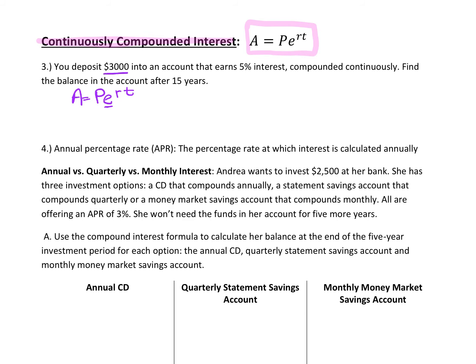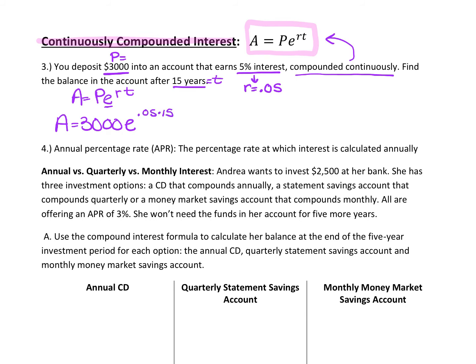But we're depositing $3,000, so that's my P. My interest rate is 5%, so my R is going to be 0.05. Compounded continuously, again, just tells us we're using this formula, because notice there's no N like in our previous formula. And now we're going to find the account balance after 15 years. So I'm going to do 3,000 times e to the 0.05 times 15 power.